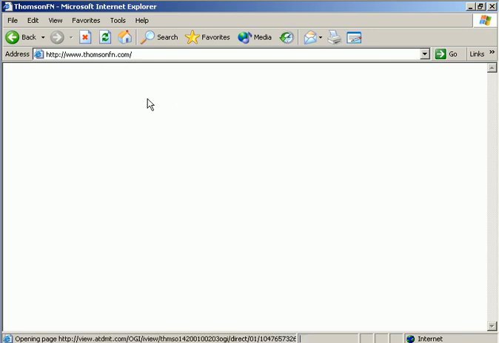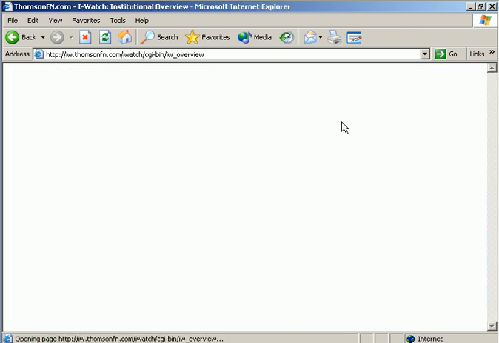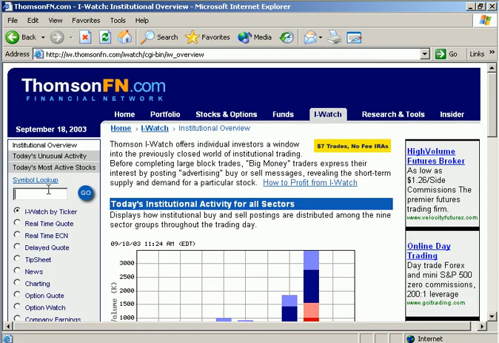Basically what we're looking at when we get in here is the iWatch link. iWatch stands for Institutional Watch. Institutional investors mean your big boys, like your big banks, big insurance companies, big mutual funds, anybody that has a lot of money to buy a lot of stock at the same time or sell a lot of stock at the same time. So let's click on the iWatch link and find out what the big boys think about the SINA stock. We want to put in the symbol SINA and hit the go button.